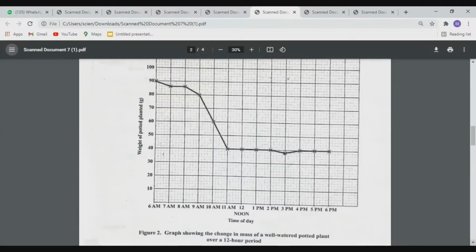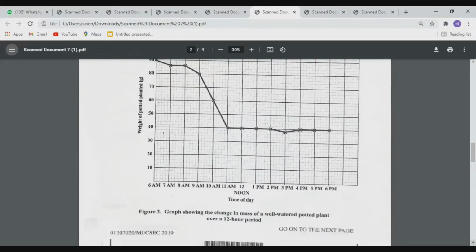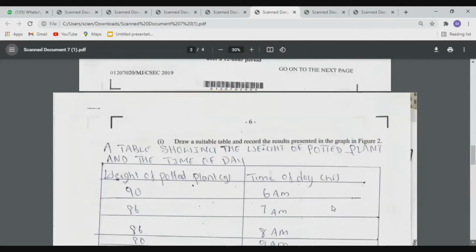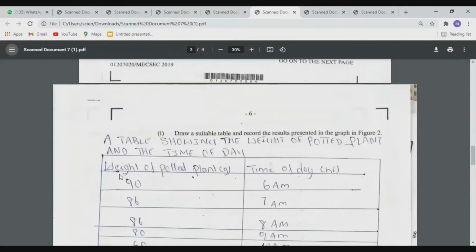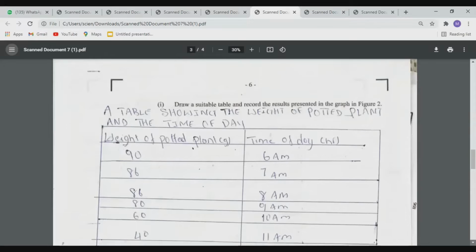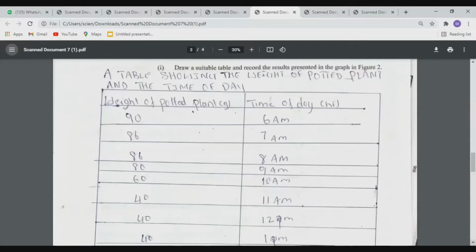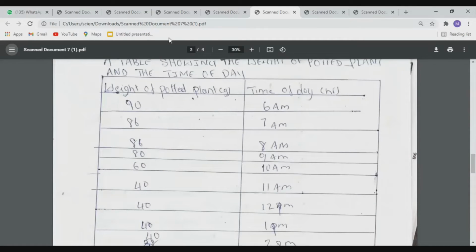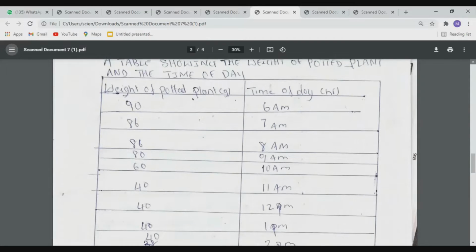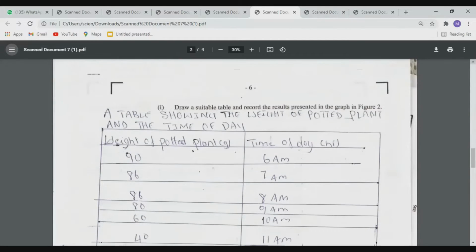Based on what I'm showing you, you should be able to complete the table. Just like I said, the first one was 90 at 6 a.m., 86 at 7 a.m., and this is the rest of the table. All right. So you realize at the top, I gave my table a title. All tables need a title. You can always get your title from the graph.